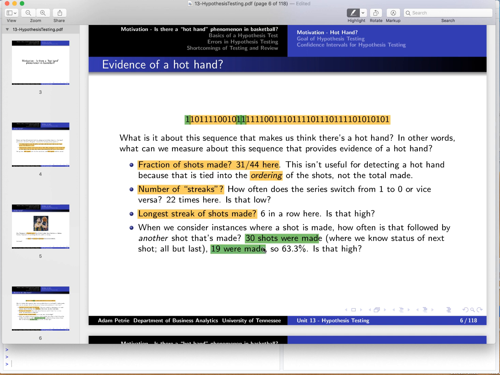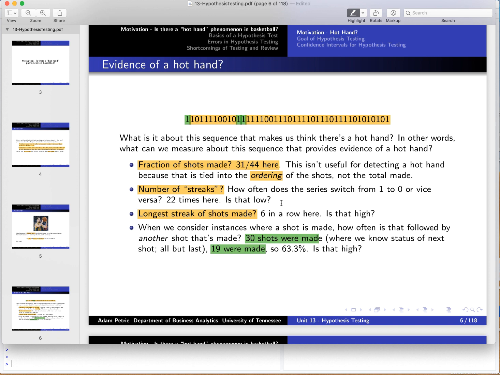19 had the next shots also being made, so 63.3% of those shots were immediately followed by another basket. So is that high? Is that evidence for a hot hand? Or is this value something that we would expect if the sequence of the ones and zeros here, the hits and the misses, were just purely at random?